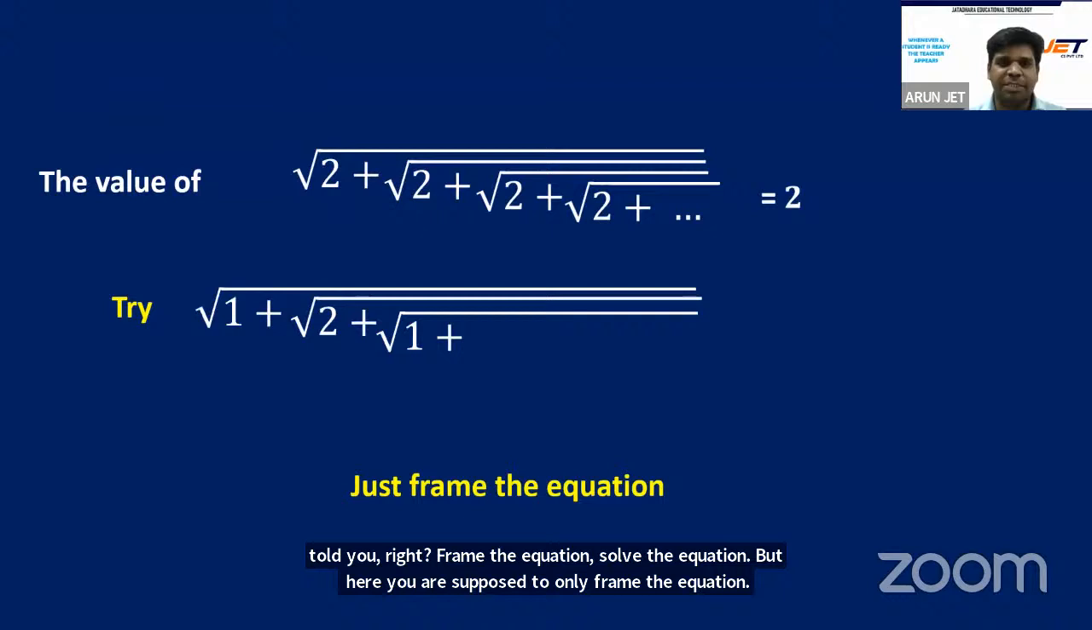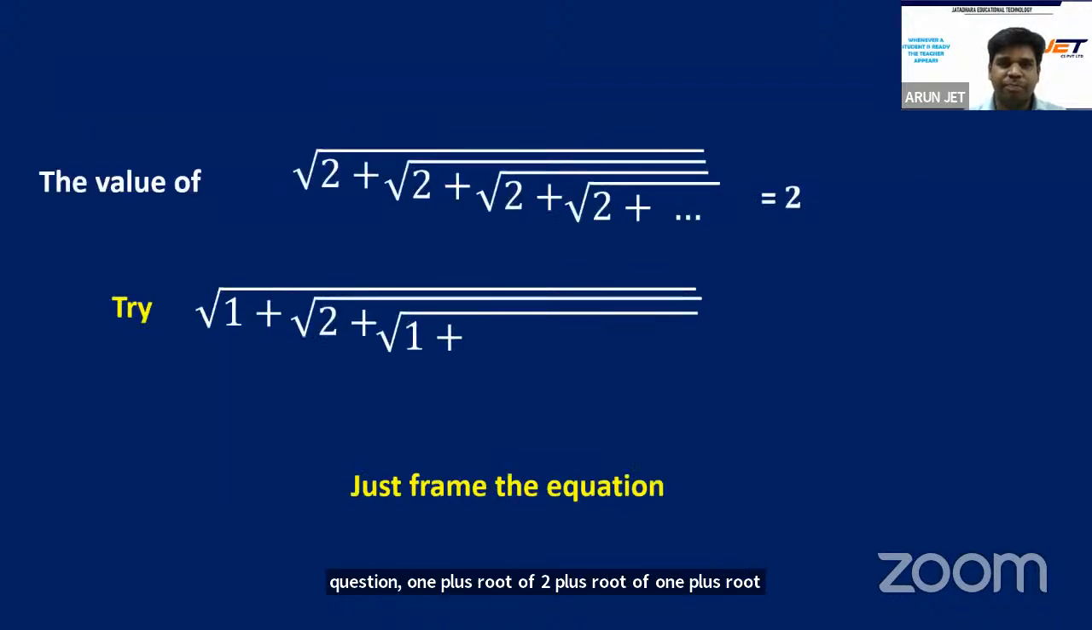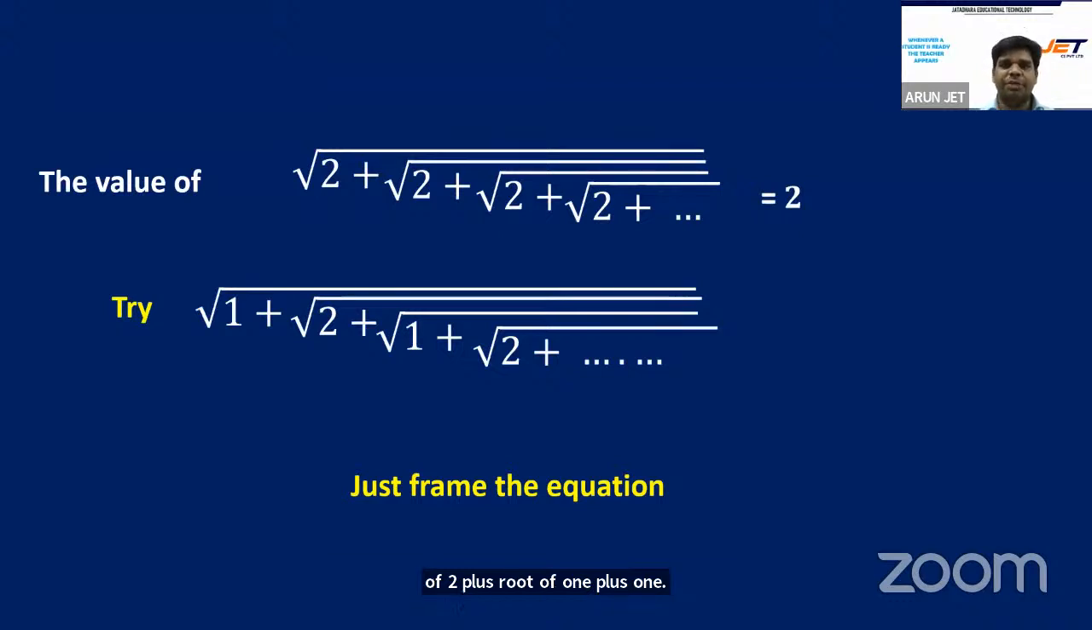1 plus root of 2 plus root of 1 plus root of 2 plus root of 1 plus so on. So alternately 1 and 2 on the students. Root of 1 plus root of 2 plus root of 1 plus root of 2 plus. Now all you have to do is just frame the equation. Again, presume that to be x.